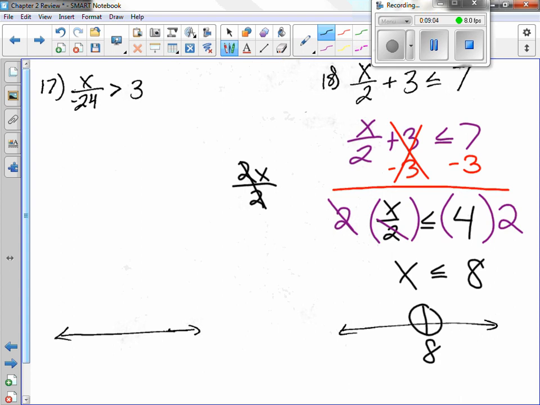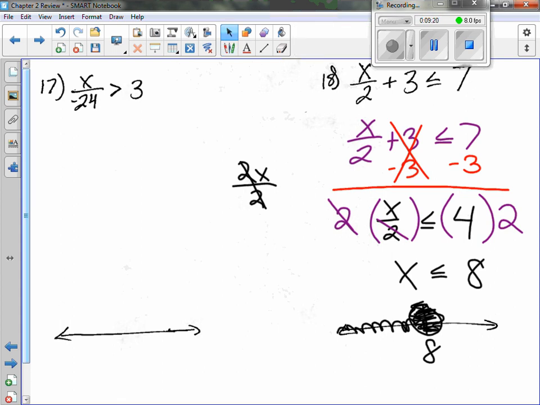Now, because it's equal, we would have a closed circle. We'd fill the circle in. Now, do we need to shade to the left or to the right? Now, it just worked out that the ones we've done so far have all been less than. So we'd shade to the left. It doesn't always have to be that way, but for these here, it's worked out to be less than. So any questions on 17 or 18?